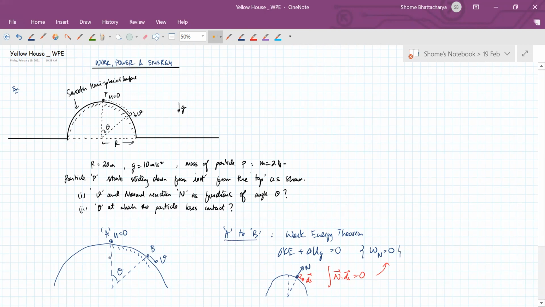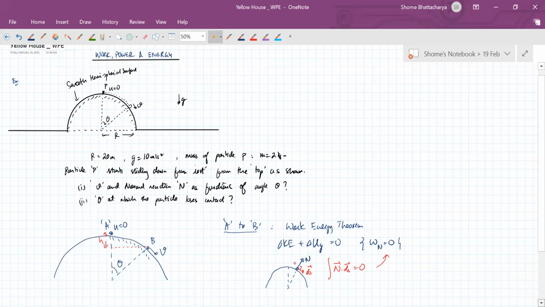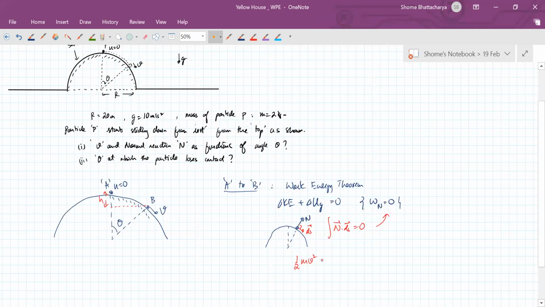So from A to B, apply the work energy theorem. If this height difference is h, you will get the relation half mv square minus mgh is equal to 0. This sort of relation you will get. So your v as a function of theta becomes like this. Okay, so that's one thing.